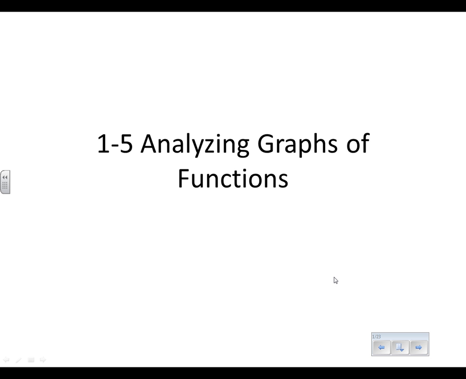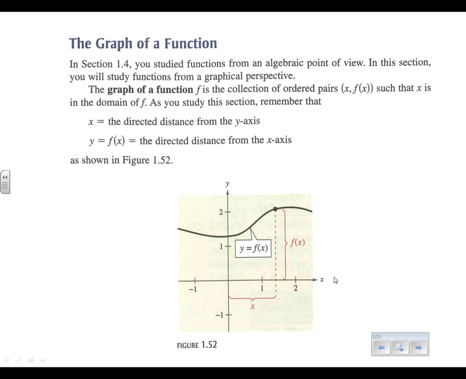Alright, 1.5, analyzing graphs of functions. In 1.4 we took a look at functions algebraically, and so here in 1.5 we're going to look at all of our functions graphically, keeping in mind that our x is our distance from the y-axis and y, or f of x, is our distance from the x-axis.